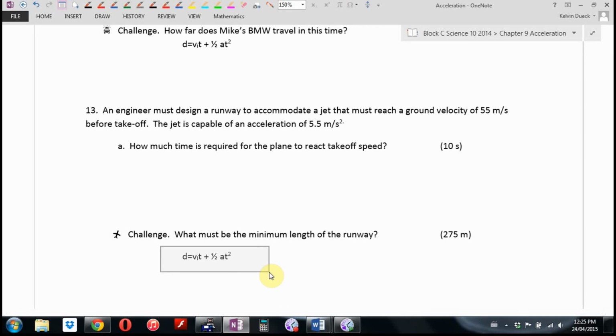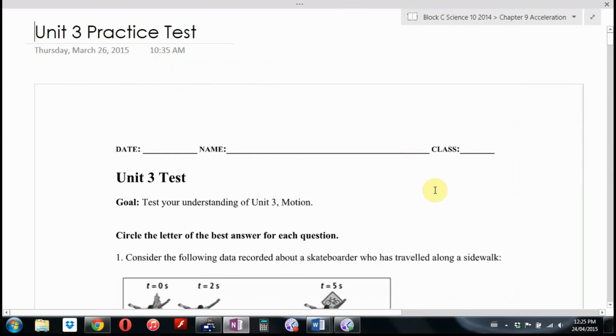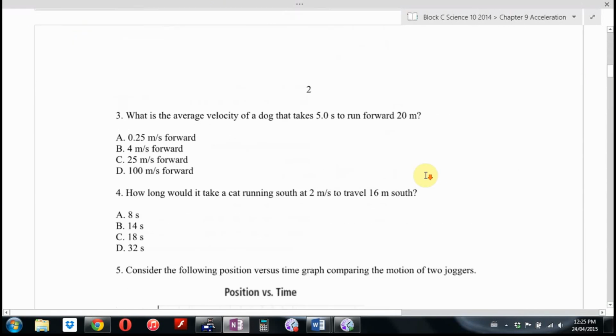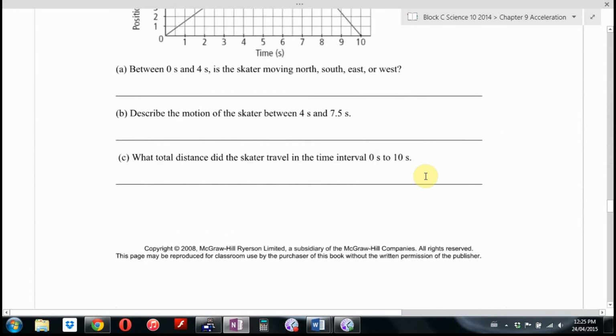You can probably get this done in class pretty easily. And then I have for you a practice test. This has got a little bit of everything. The answers, did I attach the answers? I don't think I did. Maybe I did? Wow, that was nice of me.